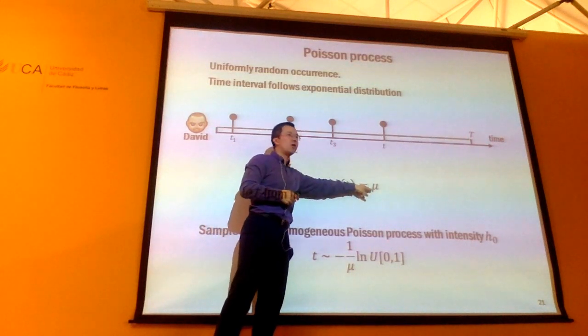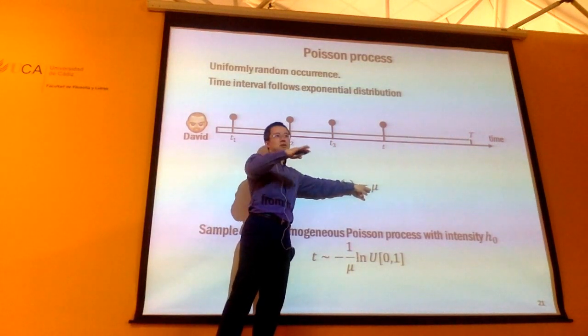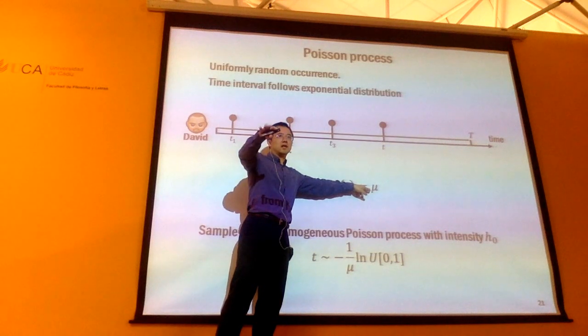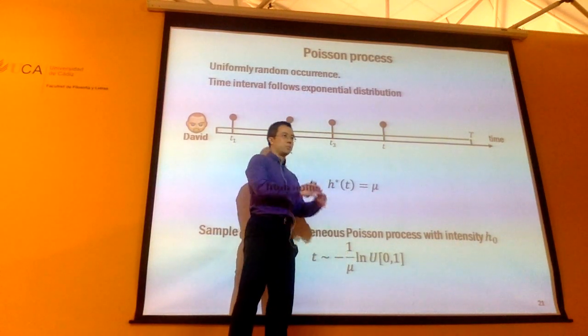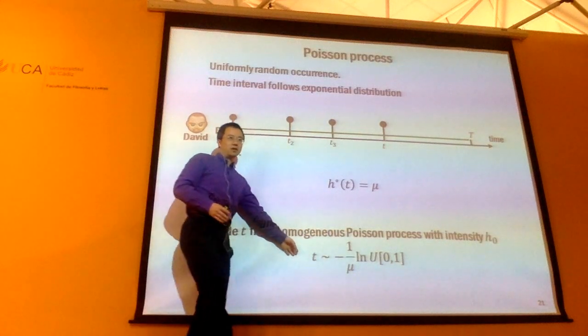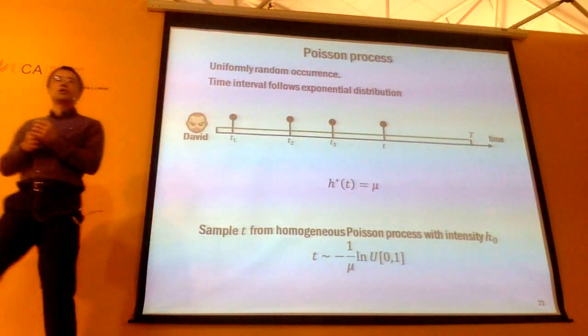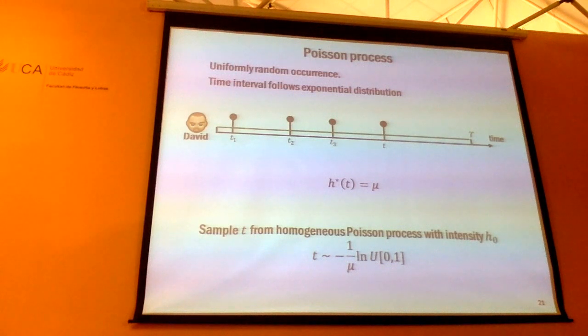If mu is small, the intensity is low, that means that you rarely see any events, right? If mu is small, this ratio is going to be super big. The next event you're going to see is going to be far away in the future, okay? So it essentially models how likely you are going to see an event. But this event is going to occur more or less uniformly across time. So this is the one basic building block. You just have intensity equal to a constant.